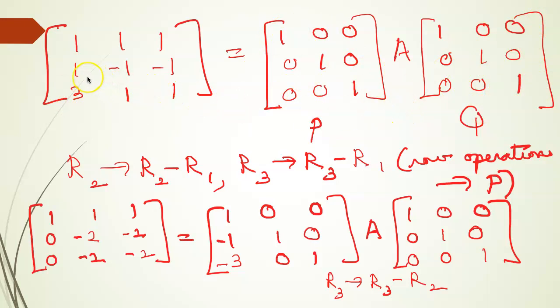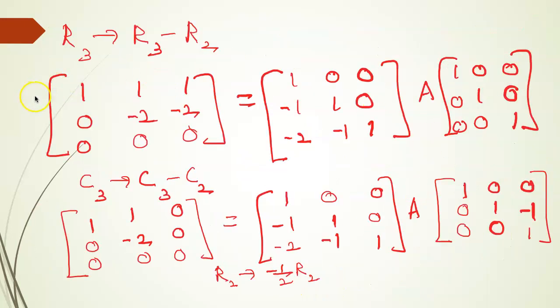Now I try to make this to the identity form. So I do R2 minus R1 and R3 minus 3 times R1. So you get this, and whatever row operations you are doing will be applied to P. This R3 minus 3 times R1 reduces to 1 0 0, minus 1 1 0, minus 3 0 1. Now if I do R3 minus R2, this row becomes 0, and you apply the same thing here. So you get the left hand side becomes this.